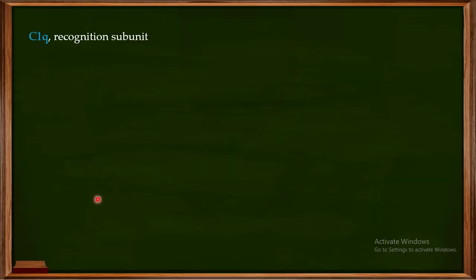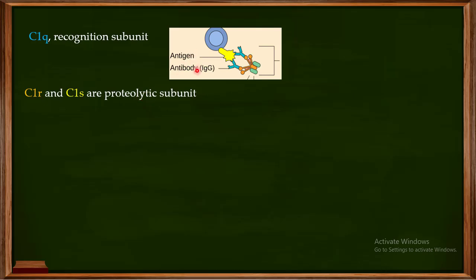Now, the C1q is actually a recognition subunit. What I mean to say is it is responsible for the recognition of the antibody, and the other two components, the C1r and the C1s, are the proteolytic subunits of the C1 complex. So, when there is an antigen and antibody interaction, the C1 complex attaches to the antigen antibody complex, and within this C1 complex, the C1q attaches to the Fc region of the antibody, as you can see in this particular image.